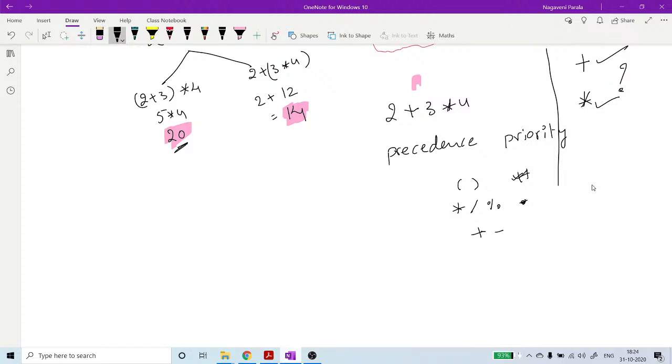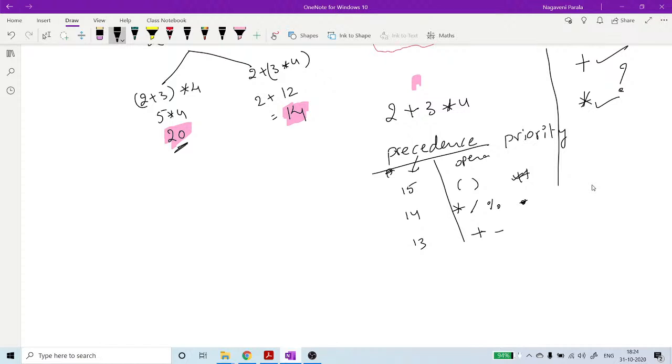So the precedence order will be, suppose I give 15 to this priority, and I give 14 to this, and 13 to this. I am writing the precedence here. See, this is the operator, and this is the precedence. So precedence 15 means high priority. 14 means somewhat less priority, and 13 means again somewhat less priority.